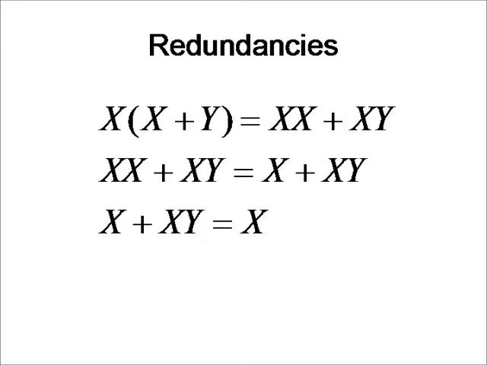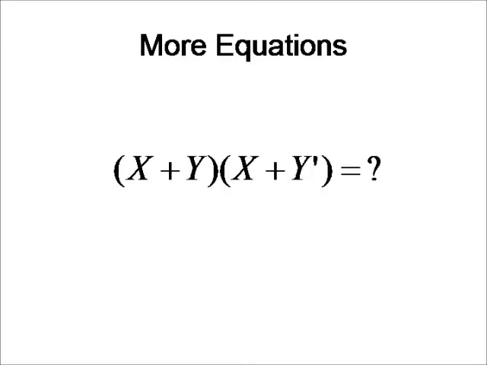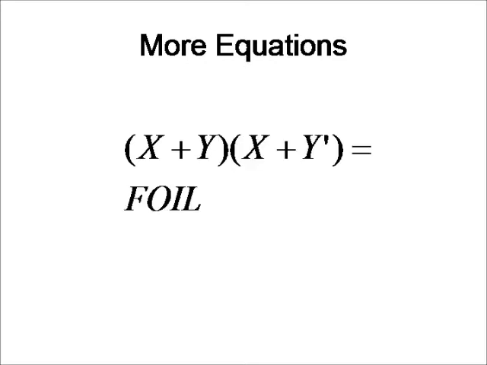Alright, how about an equation that is a little bit tougher? Let's take a look at x plus y times x plus y naught. Well, for this one, if you know your algebra, you know that with polynomials, we should multiply them using the FOIL technique. FOIL stands for first, outer, inner, and last. That means you take the first terms first and multiply them. Then you take the outer terms and multiply them. Then you take the inner terms and multiply them. And then you take the last terms and multiply them. Then you add them all up.